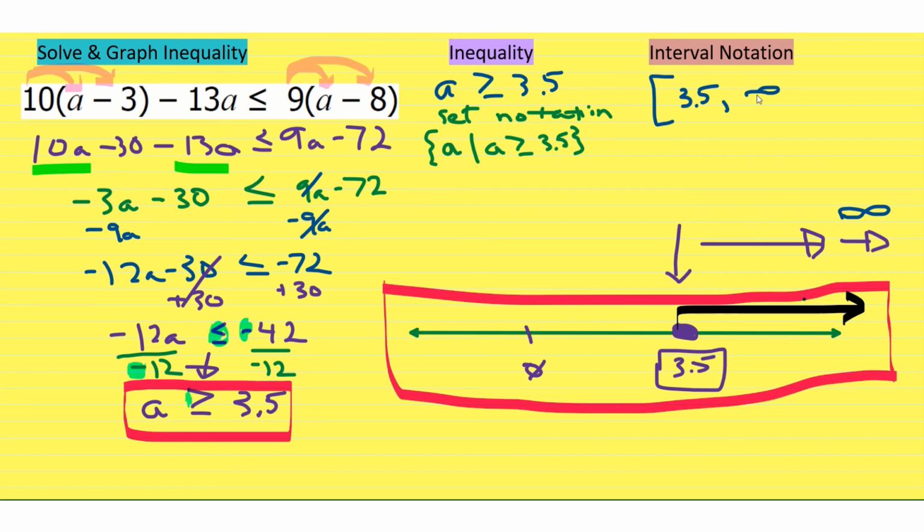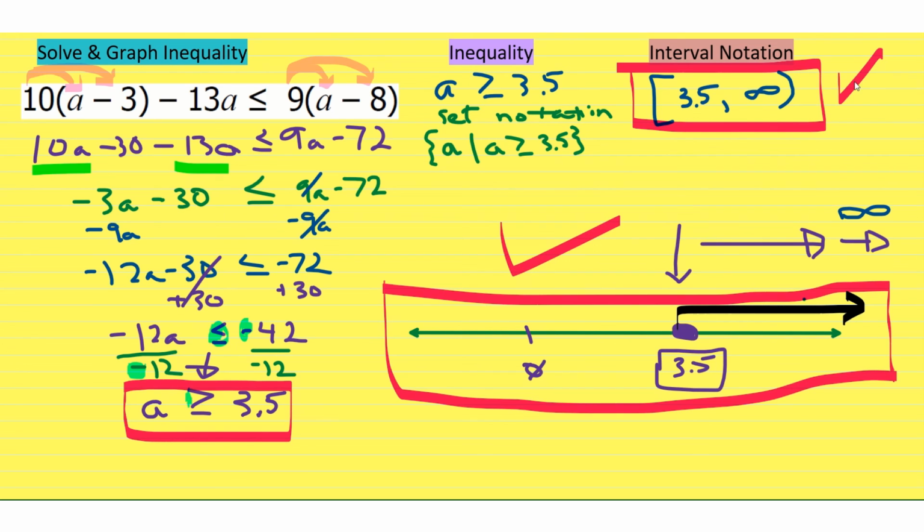Well, where does it go? It goes to infinity, but it can never reach infinity. We can never actually get there. So I put a parentheses, which is what I call the soft close, because we can never actually touch infinity. Okay, that would be the final part of our inequality. This is your graph. This is your interval notation. Hope that helps.